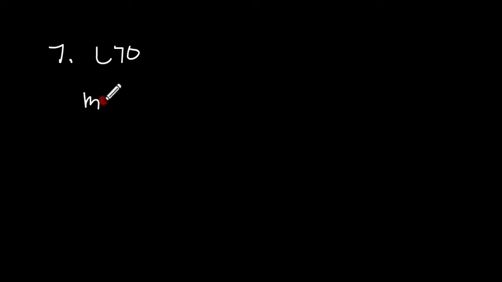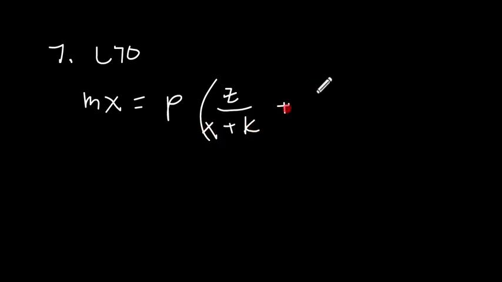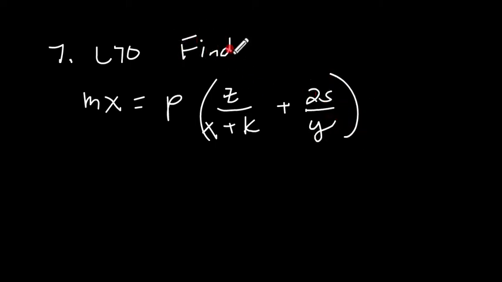It's mx equals p, times z over x plus k plus 2s over y. This is the free the variable. So we are to find k. So solve for the right variable. On the test, we are going to be finding c. It's a little bit different. Of course, I can't give you the exact problem, right?